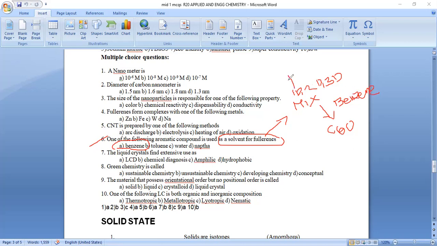We can separate 1D fullerene, 2D fullerene, and 3D fullerene. We are only working on the 3D fullerene side. We are extracting 3D fullerene, and the best example of 3D fullerene is C60. So the C60 fullerene is extracted by the solvent extraction process. For the solvent extraction process, we use benzene.